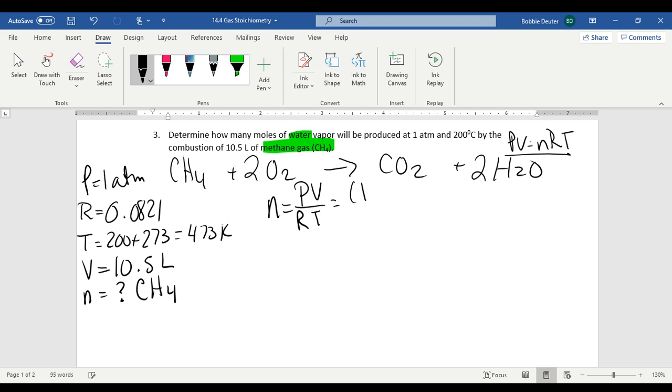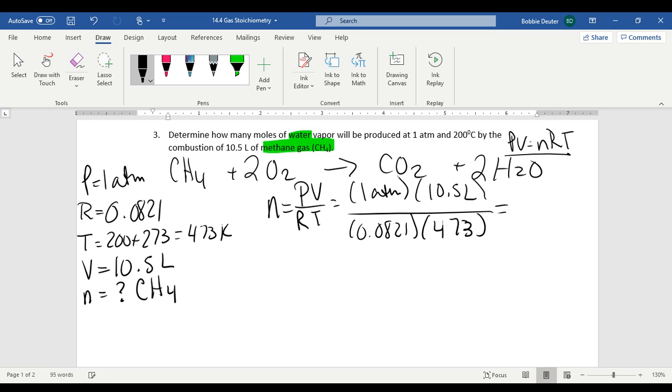So that gives us our 1 atm, 10.5 liters, all over our R value of 0.0821. Make sure that you're getting the right R value, 473. And so we get for N for this a 0.27 moles of methane.